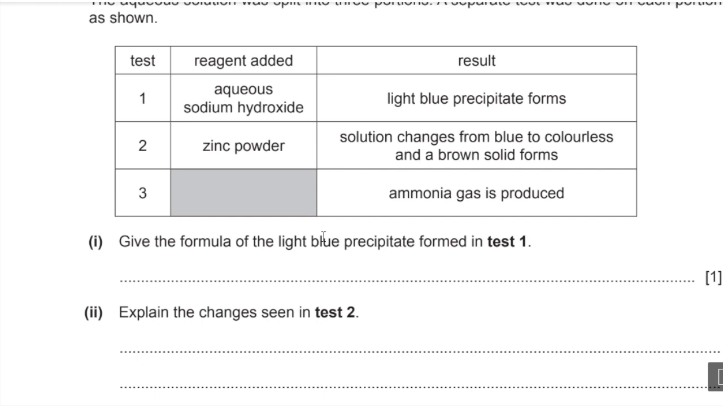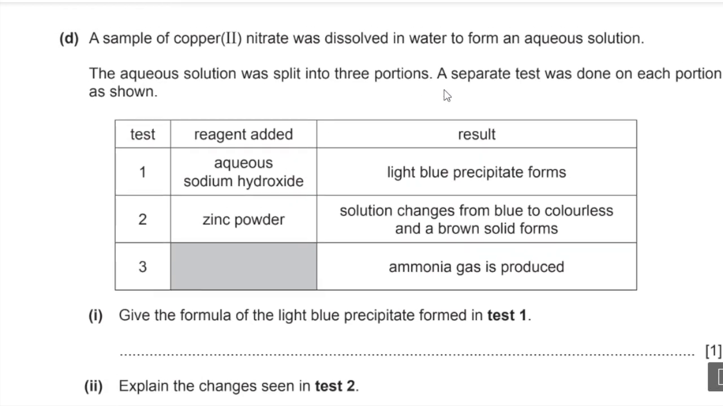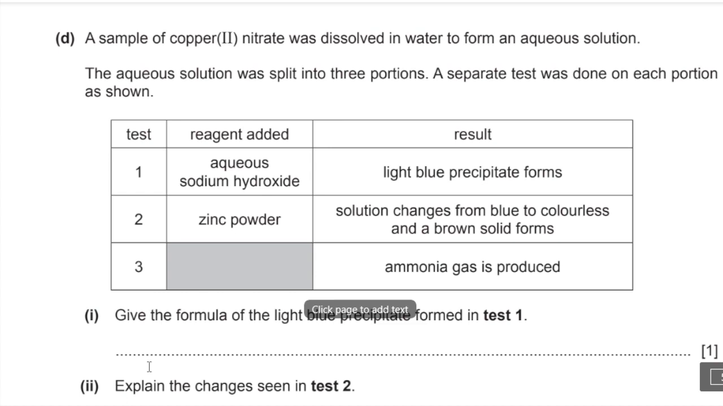1. Give the formula of the light blue precipitate formed in test 1. Alright, so in test 1 you have aqueous sodium hydroxide reacting with copper nitrate, and so this forms the precipitate of copper hydroxide, which is blue in color, and this is the answer.